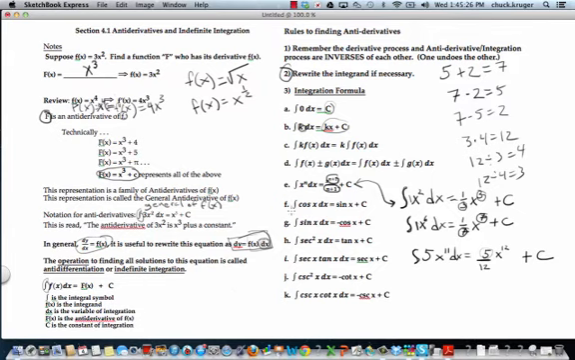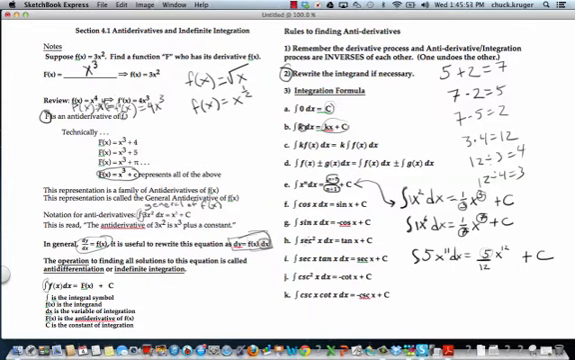Alright, if we go backwards here, the antiderivative of cosine x dx is sine x plus c. Again, the derivative of sine is cosine. The antiderivative of sine x dx is negative cosine x, because when you take the derivative of cosine, you get a negative sine, so I need to multiply it by a -1 to make it a positive sine.